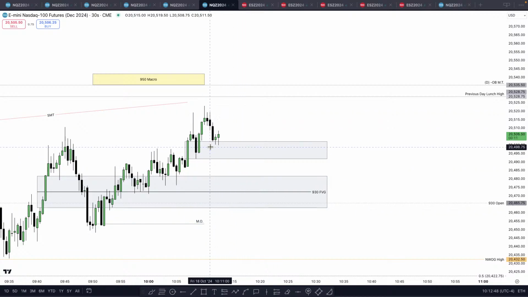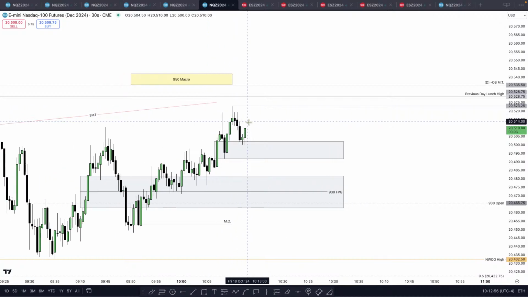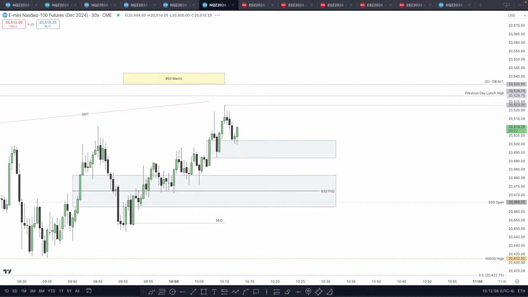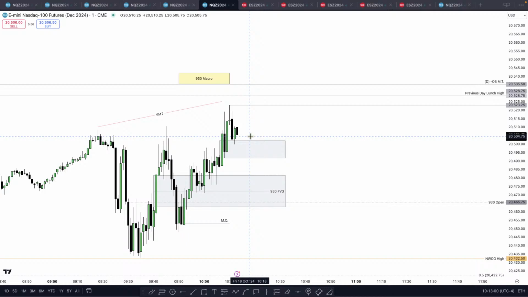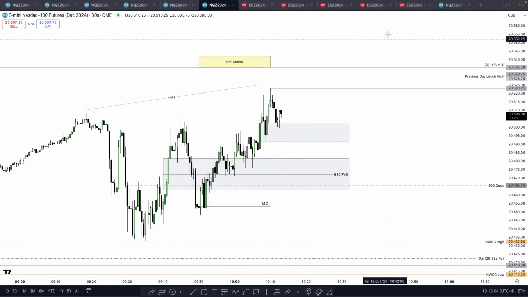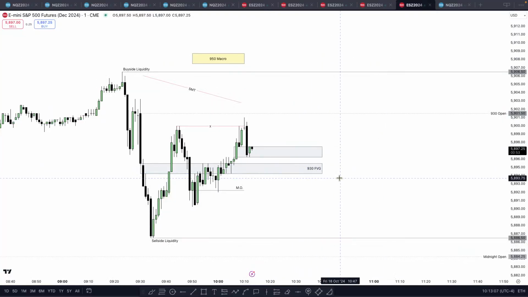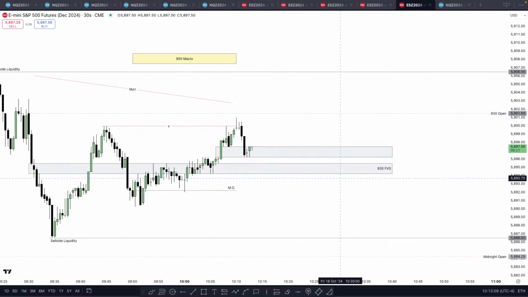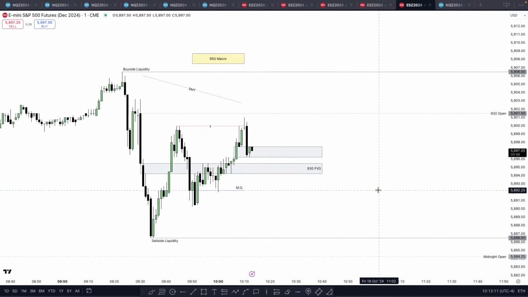Okay, the only thing, if we start to roll over, that would be, okay, so we're still seeing support from this. I guess we'll stay on the 30-second on NAS for now. And ES, not much to mention still.